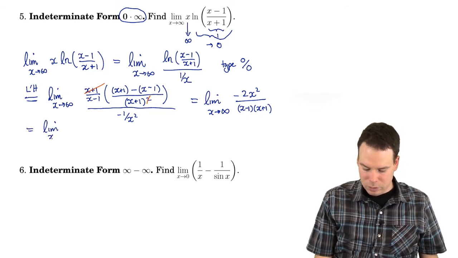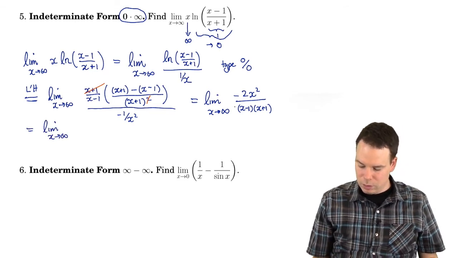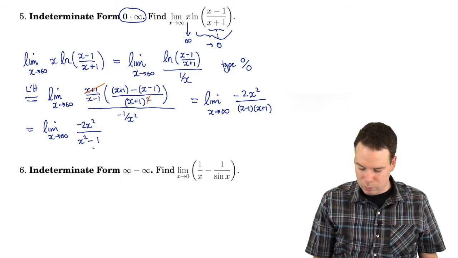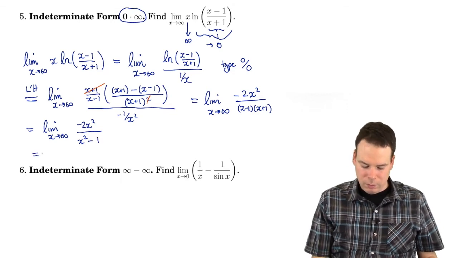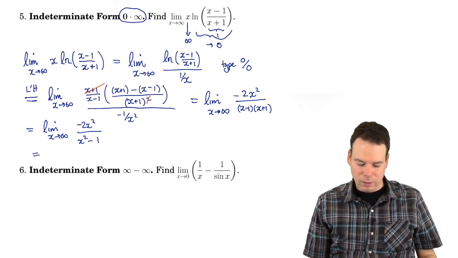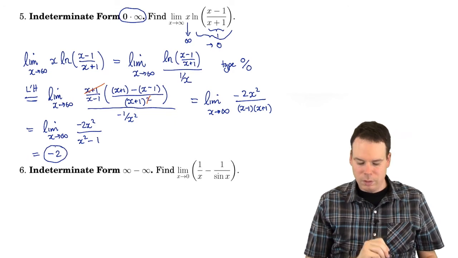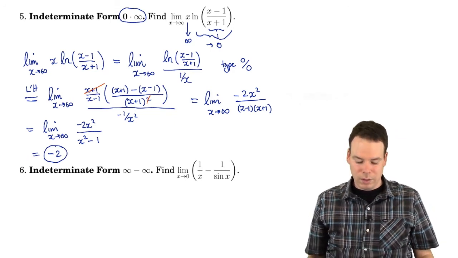I see that that's just now a degree 2 polynomial over another degree 2 polynomial, x squared minus 1. And the ratio of 2 degree 2 polynomials as x goes to infinity is just the ratio of their leading coefficients, or negative 2. And so there's our answer. We get an answer of negative 2.